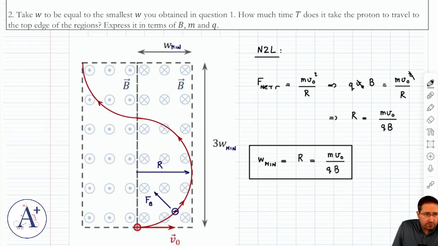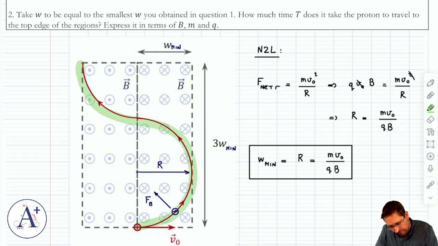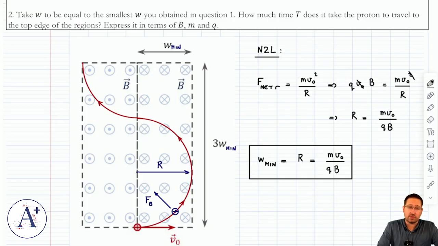And then if we take W to be W min, and so we have a drawing to scale to help us, how much time t does it take the proton to travel to the top edge of the regions? So how much time does it take the proton to do this? Okay, that's a great question. It is a question that I certainly don't want to answer with kinematics. That would be painful, okay, just because of the motion.